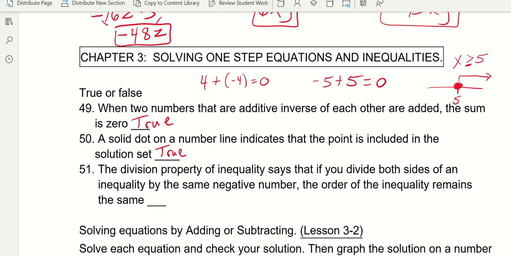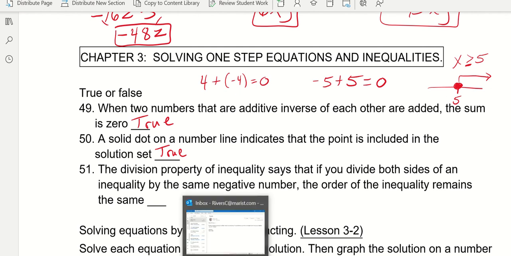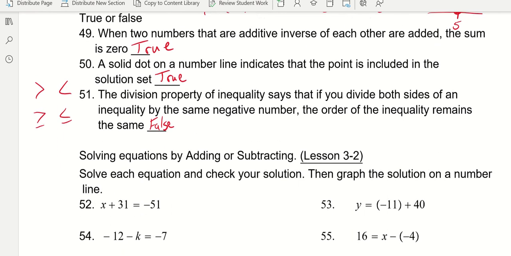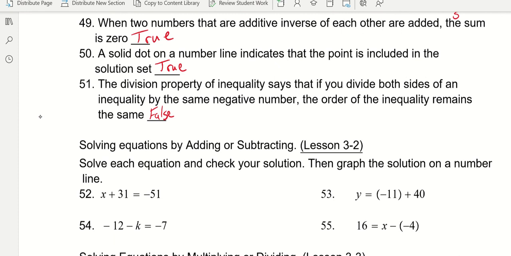Number 51. The division property of inequality says that if you divide both sides of an inequality by the same number, the order of the inequality remains the same. So think about when we divide both sides of an inequality, that's like a greater than, less than, greater than or equal to, less than or equal to. When we divide by a negative, what do we have to do to our sign? We have to flip it. So that's false. It doesn't remain the same. We have to flip the sign to make it true again.